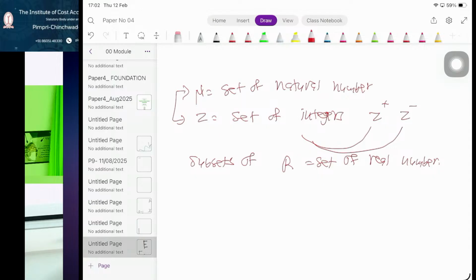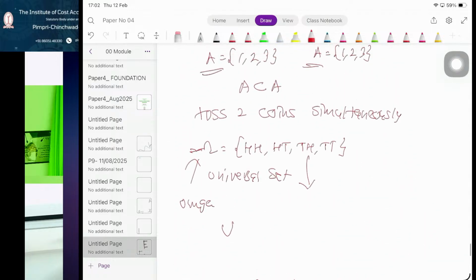So natural number is a subset of R. So R is called universal set. Z is a subset of R. So R is called a universal set, Z is called a subset. And in this example, this omega or U, which contains HH, HT, TH, TT, is called universal set.